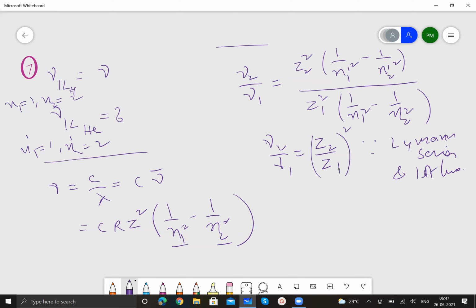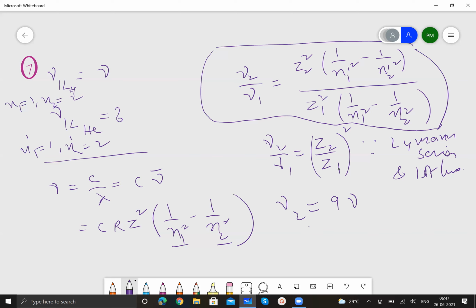Otherwise, if it is said first line of Lyman series in hydrogen atom to second line of Lyman series in lithium, or second line of Lyman series to third line in Bohr series, like that, if he asks, all the parameters will be present. So nu2 will be equal to Z2 is 3, 3 square is 9 times nu1. This is the answer.